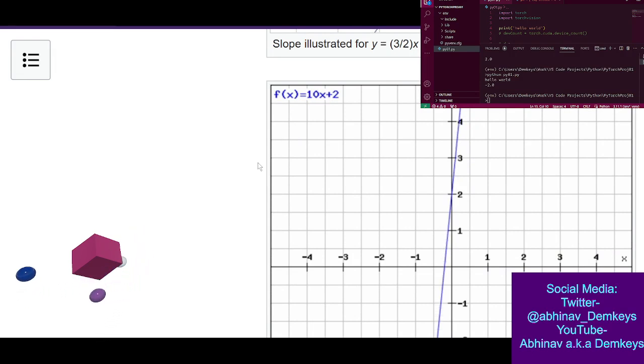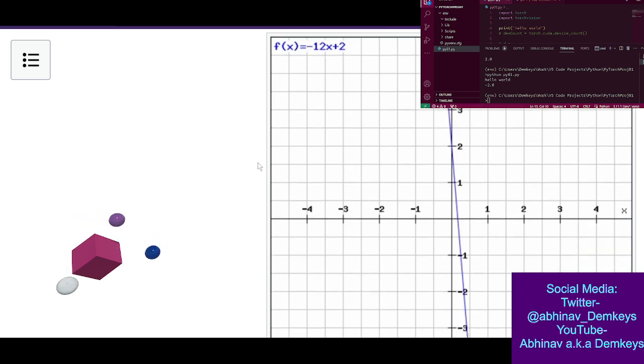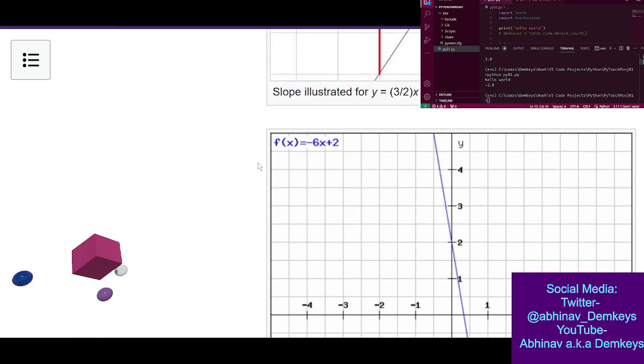How do I check if I got this right? F of x equals, let's say, negative 9x plus 2. I'm not sure how it's getting this formula. Interesting to see it that way.